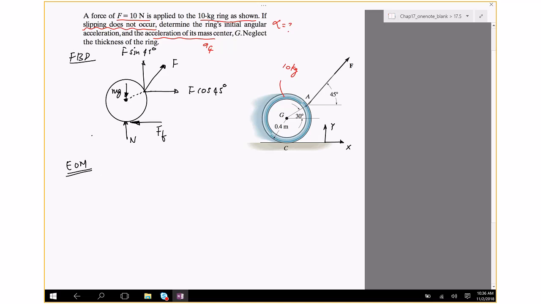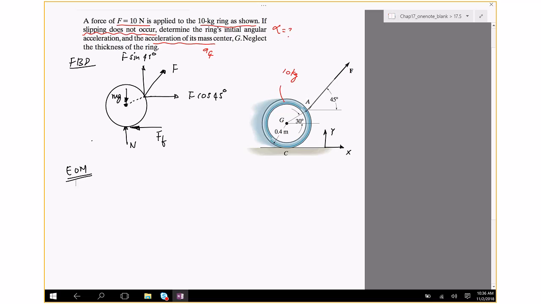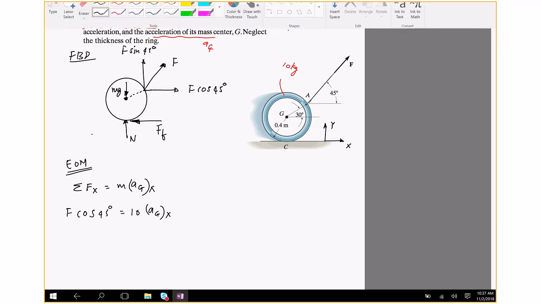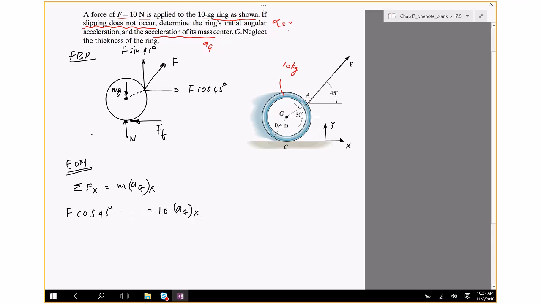Okay, so let's now solve for the two unknowns, acceleration and angular acceleration. So Fx equals mass times a_G in the x direction. The net force in the x direction is F cosine 45 equals mass, which is 10, times a_Gx. I'm forgetting the friction force, so minus friction. I'm basically following the same procedure as I did last class.